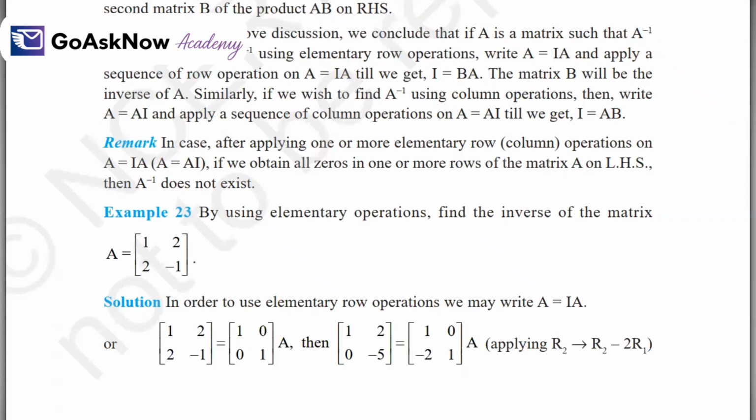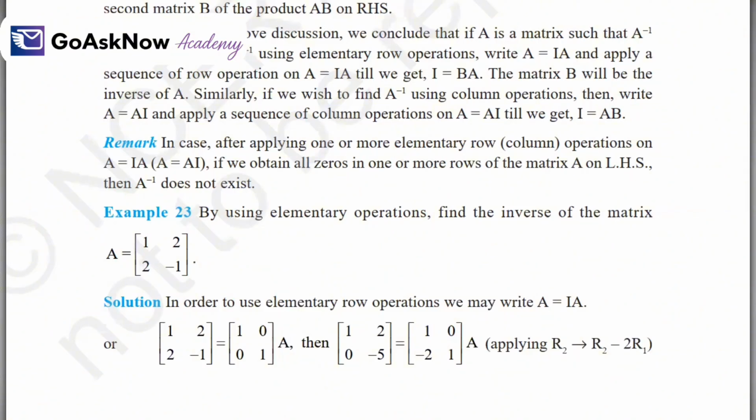In case after applying one or more elementary row or column operations on A is equal to IA or A is equal to AI, you obtain all zeros in one or more rows of the matrix A on the LHS, then its inverse does not exist. Like if you are applying your elementary operations on both sides and you obtain all zeros in one or more rows of the matrix A on the LHS, meaning all the elements of one row or more than one row come out to be zero, then the inverse will not exist here.